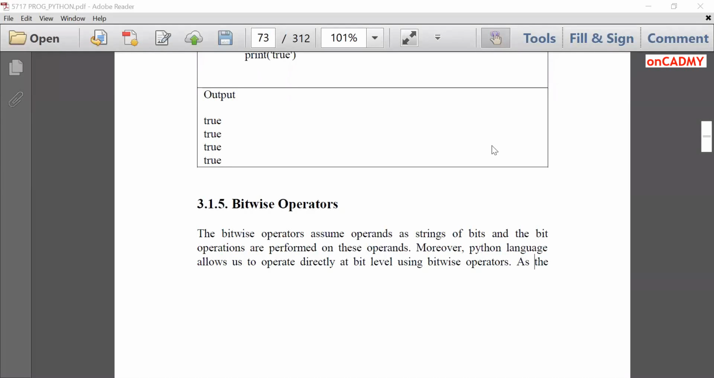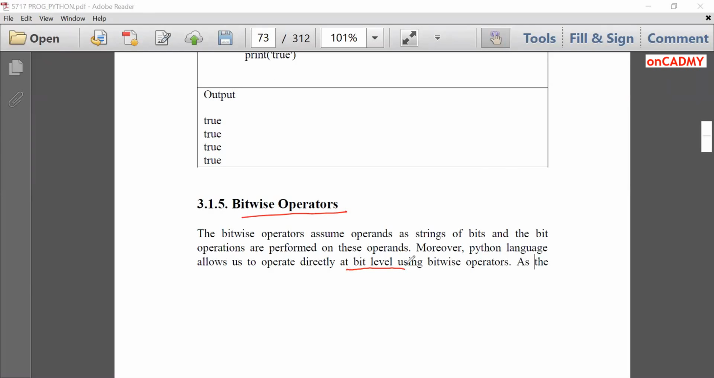Here we are going to discuss bitwise operators, which are very important. We have already studied logical operators, relational operators, arithmetic, and assignment operators. So now we'll discuss bitwise operators. It is clear from their name that these operators work at bit level.